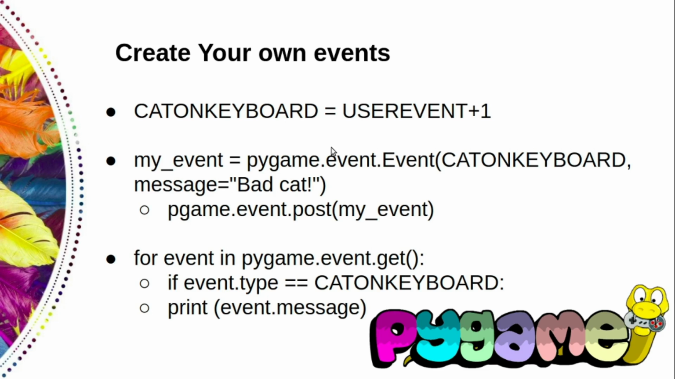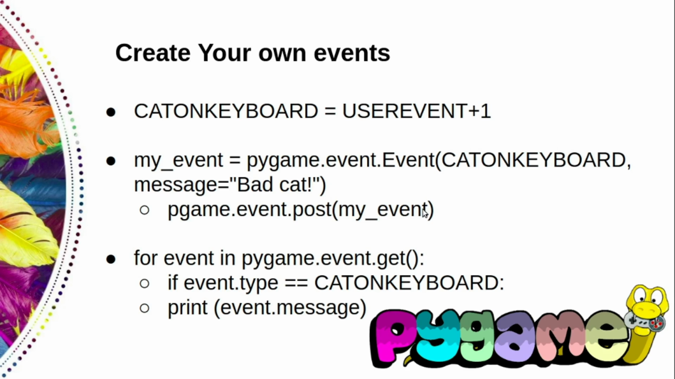So this is an example of a user event to respond to a cat walking over the keyboard. Here CAT_ON_KEYBOARD is equal to USEREVENT plus 1, because we have to take a value greater than USEREVENT, which is the maximum value that Pygame will use for its own event IDs, right? So my_event is equal to pygame.event.Event. Here I am passing CAT_ON_KEYBOARD and message is 'bad cat'. And here we have to post it: pygame.event.post(my_event).